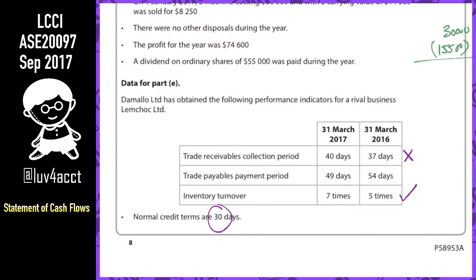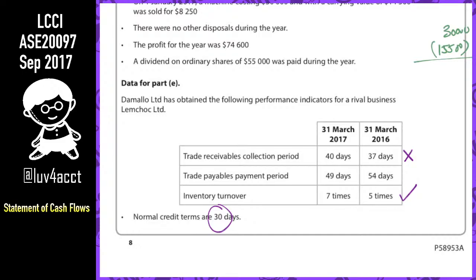Okay, so for trade payables payment period, it is well beyond the normal credit terms of the 30 days, but then it is improving. That means our rival company is able to reduce the days. Okay, although it is still beyond the normal credit terms, but it is improving. Okay, that means they may have the cash to do that.